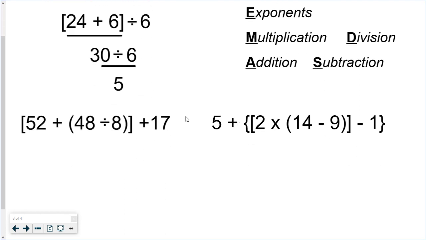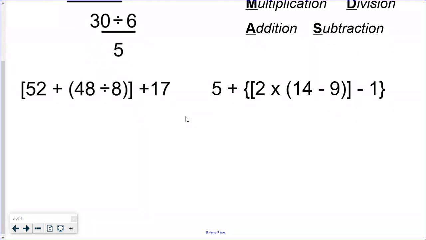Okay. Let's do a couple problems together, kind of demonstrate how this is going to work. So my first problem here is you see that I have the number 52, and I'm going to add 48 divided by 8. You notice that the 48 divided by 8 is inside parentheses. You will notice that all of this is also inside a bracket, and then you'll see all of a sudden the plus 17 is by itself.